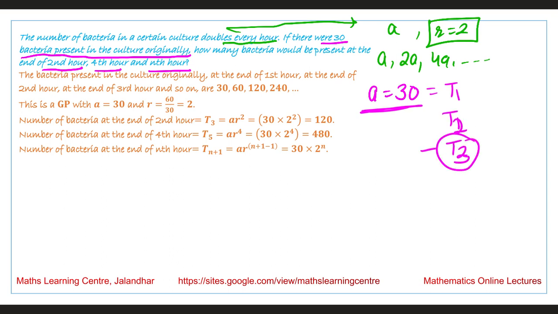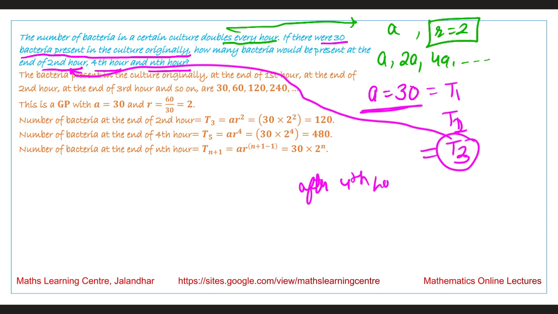It means we are interested in calculating, when we say after the second R, the value T3. When we are interested in after the fourth R, we are interested in the value T5. When we say after the nth R, it means we are interested in the value T(n+1).